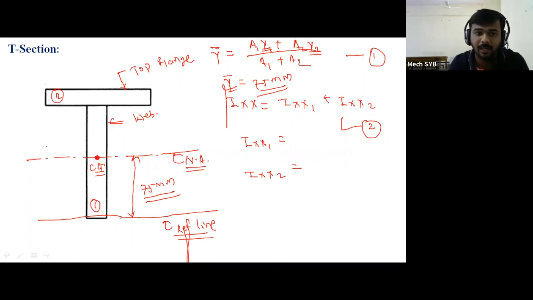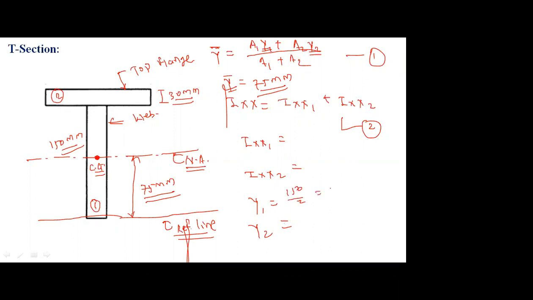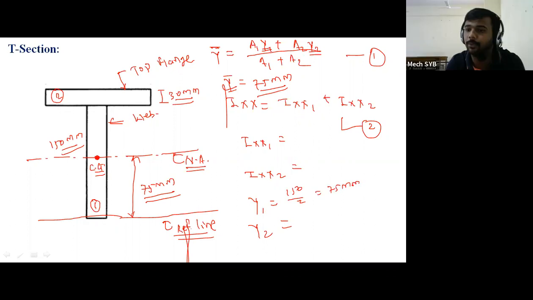आता मला सांगा, हा 150 mm असेल, वेबचं डायमेन्शन हे 30 mm असेल, तर व्हॉट इज द y1 डिस्टन्स and what is y2 distance? What is y1 distance? 75. 150 divided by 2, 75.